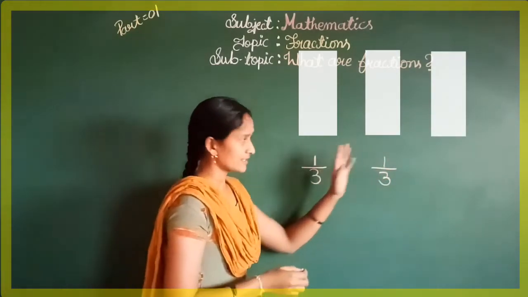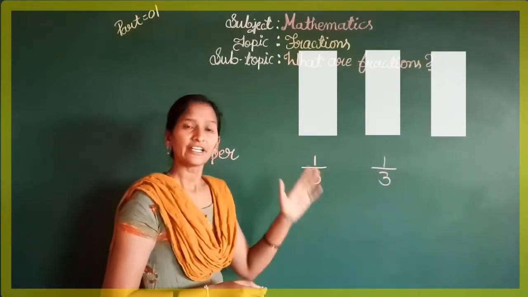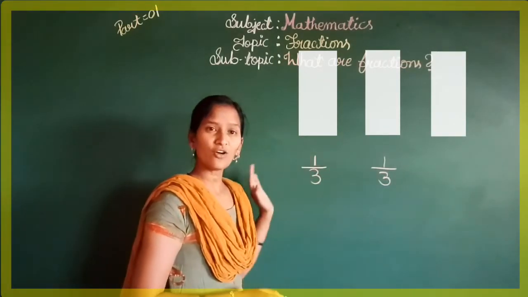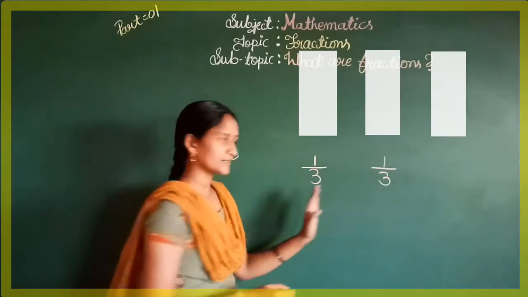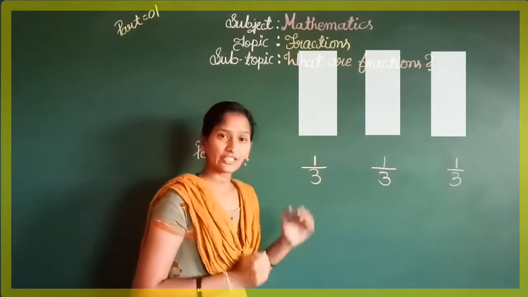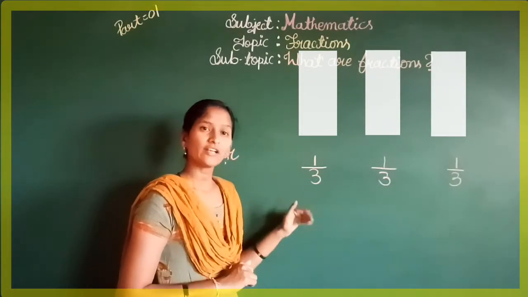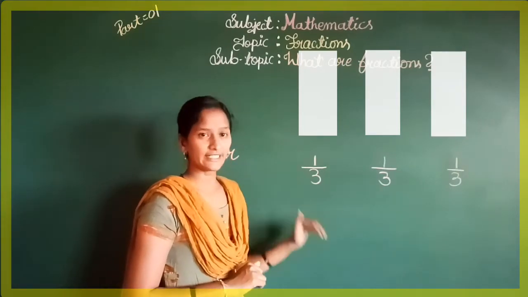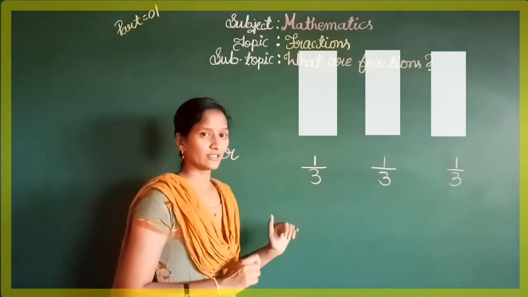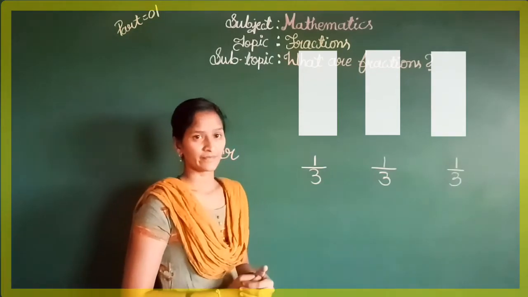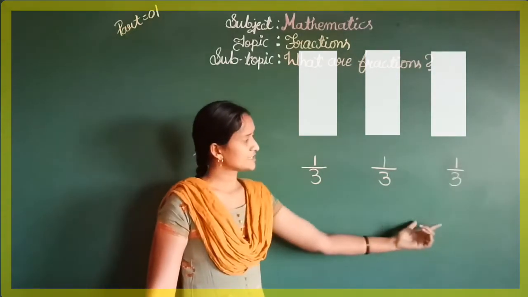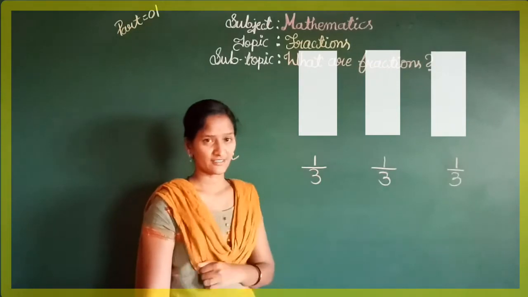So next, the last one is also the same. It is also one part out of 3 equal parts. So here, how can you read this? 1/3, or 1/3. I will also write it. Okay. So here each part is called a fraction.